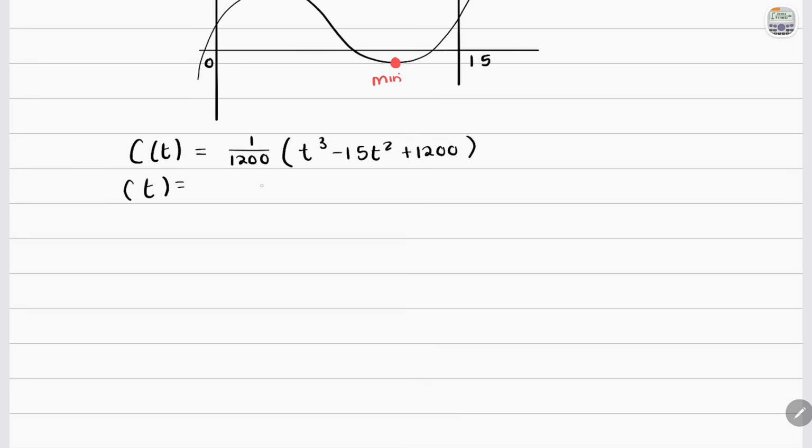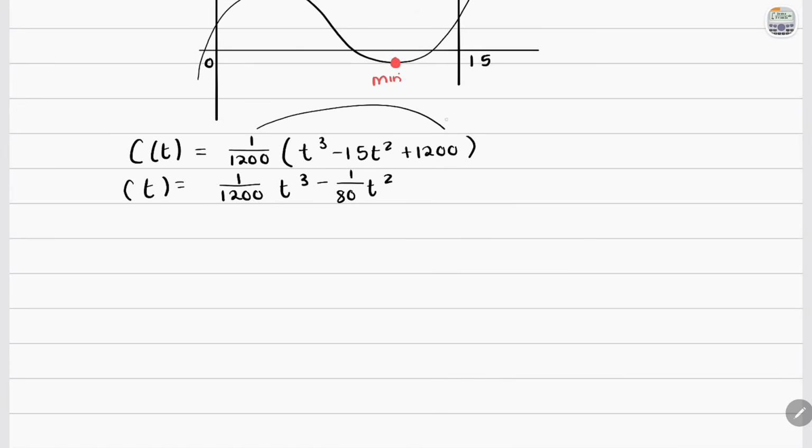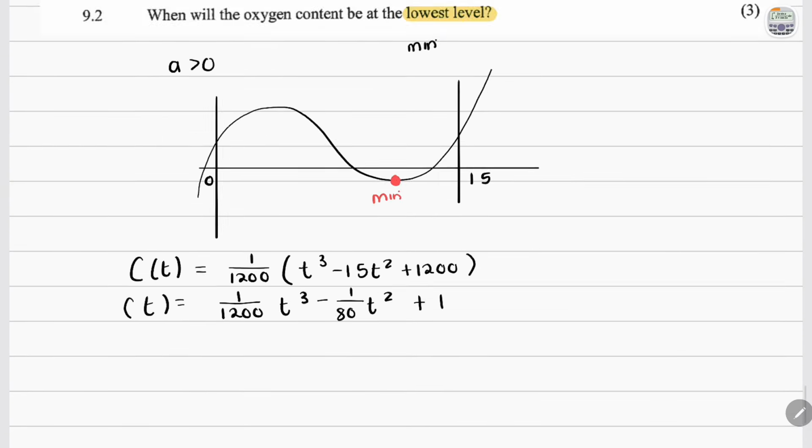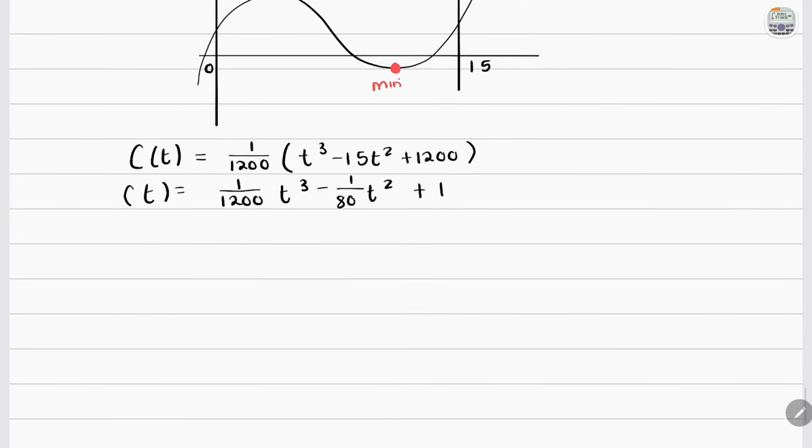This is just going to give us 1 over 1,200 t to the power of 3, and then multiply, that's just going to be 15 over that. I'm just going to multiply all of these out. And then after the last one, do you see that if you just multiply these two together, the numerator and denominator would just cancel, and then that would be plus 1? And we would have seen that the y-intercept is actually just 1. So this is what we have, and we need to find that lowest level.